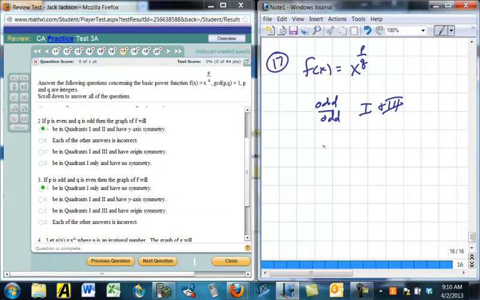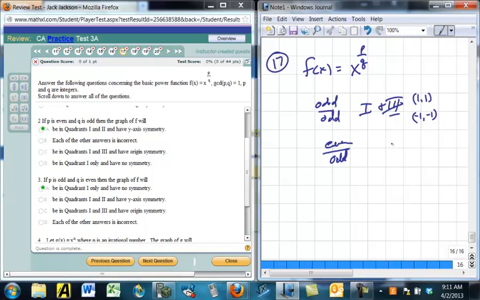If it's even over odd, let's think about what's going to happen here. This is going to have (1, 1) in it, they all do. But odd over odd, if you plug in negative 1 to an odd power, you get negative 1, and then our odd root is going to be negative 1. So it has (-1, -1). That helps tell you that it's going to be quadrant 3.